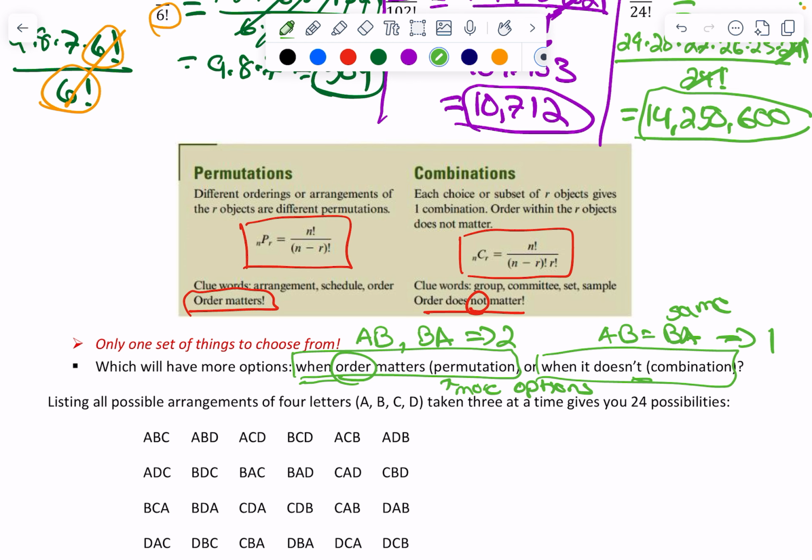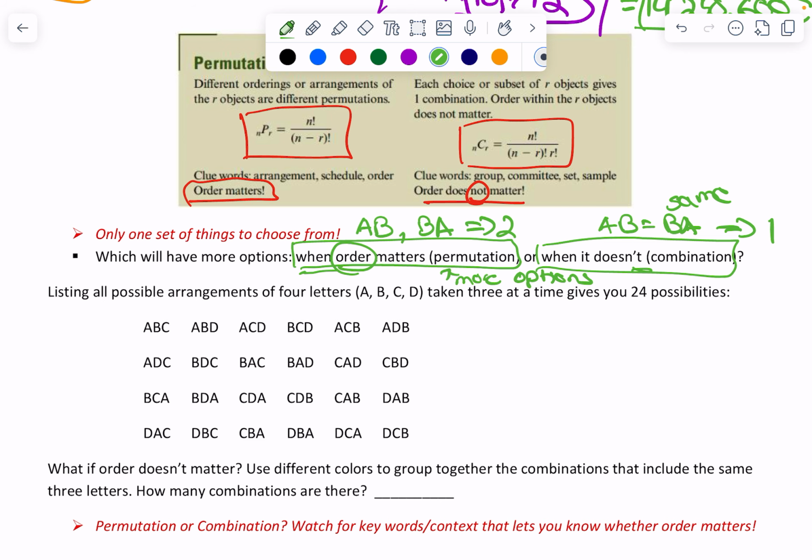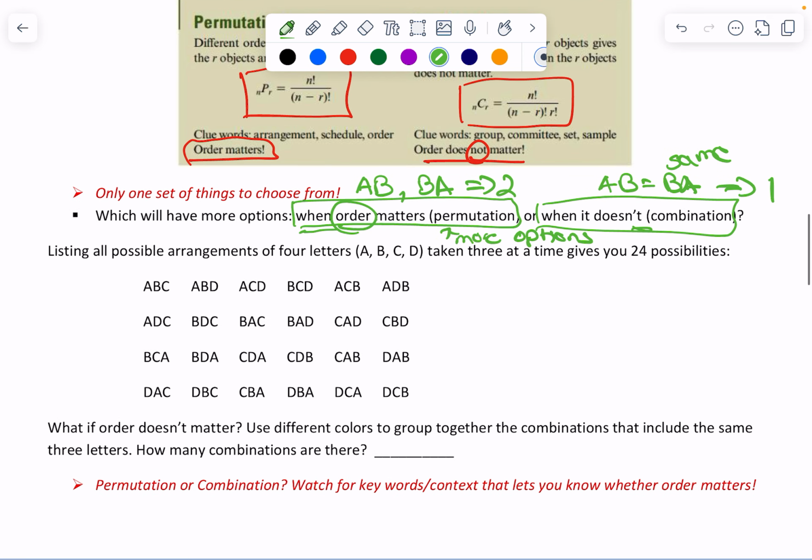Okay, listing all possible arrangements of 4 letters A, B, C, and D taken 3 at a time gives you 24 possibilities. What if order doesn't matter? So use different colors to group together the combinations that include the same 3 letters. How many combinations are there?